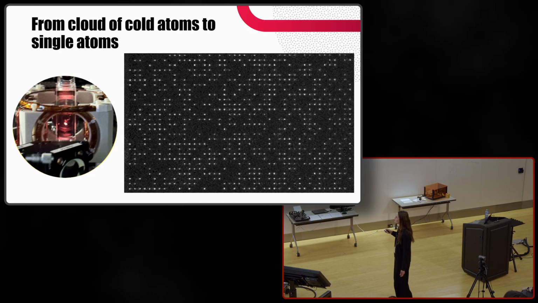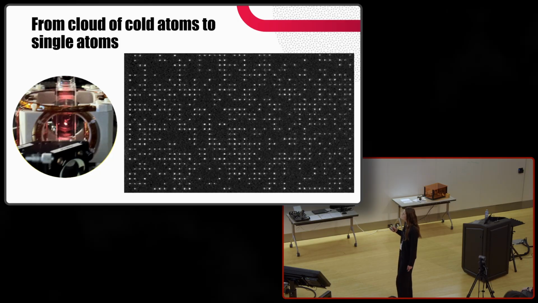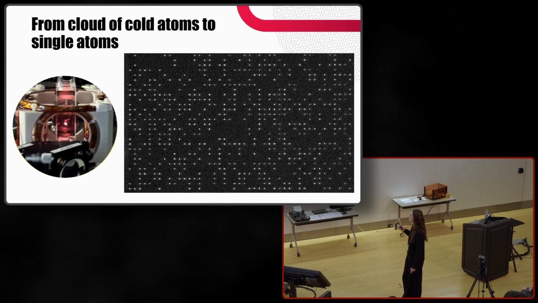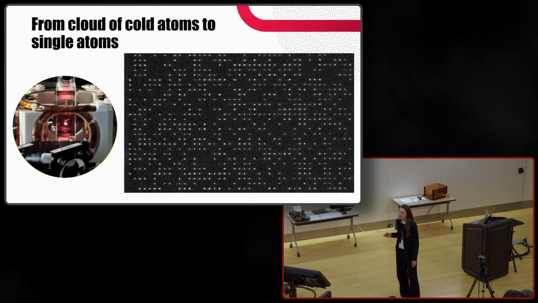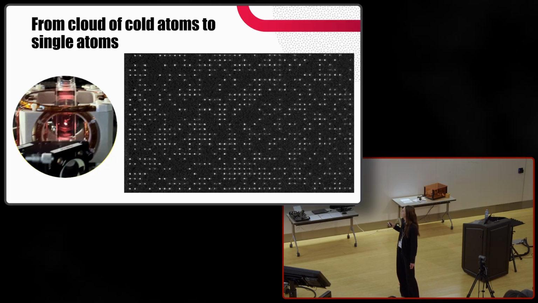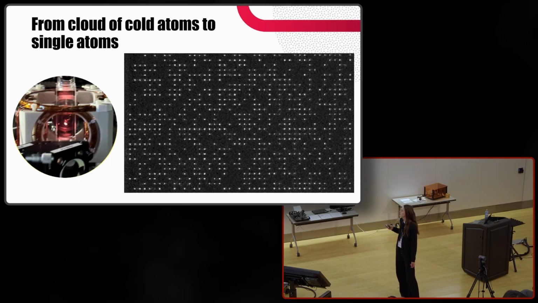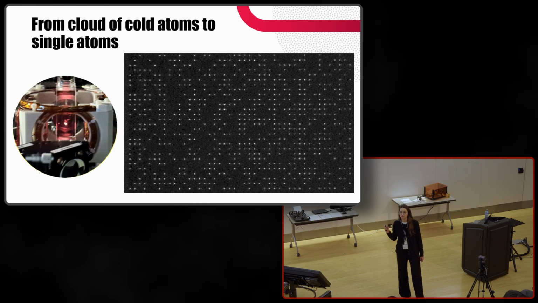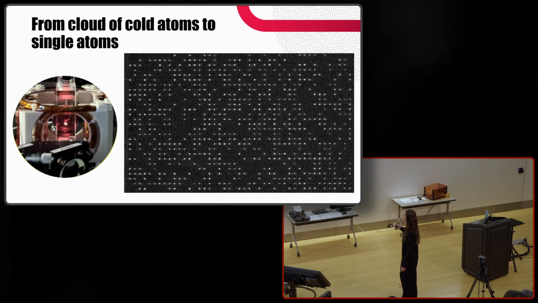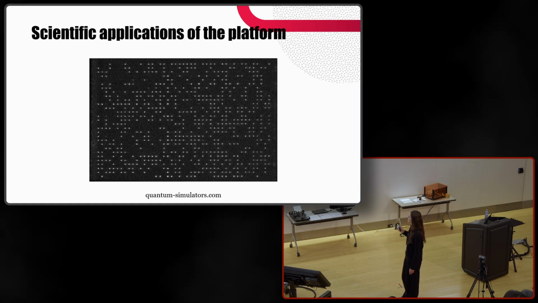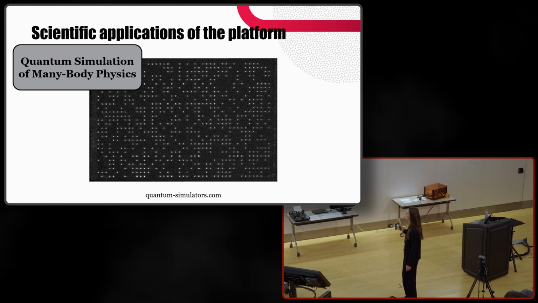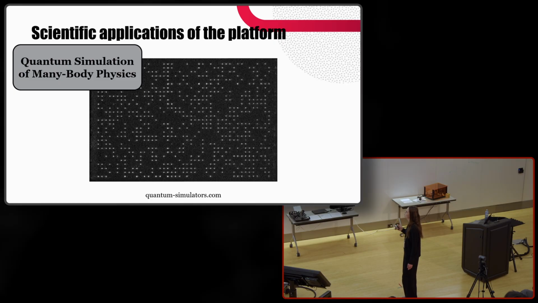In our case, we are using this cloud of cold atoms to later on load an array of single atoms. And here you can see each image is a single experimental realization. When you see a bright spot, it means that you see a single atom. We are loading them stochastically, and you can see that it's different every time. Using this array of atoms, you can build a quantum simulation.